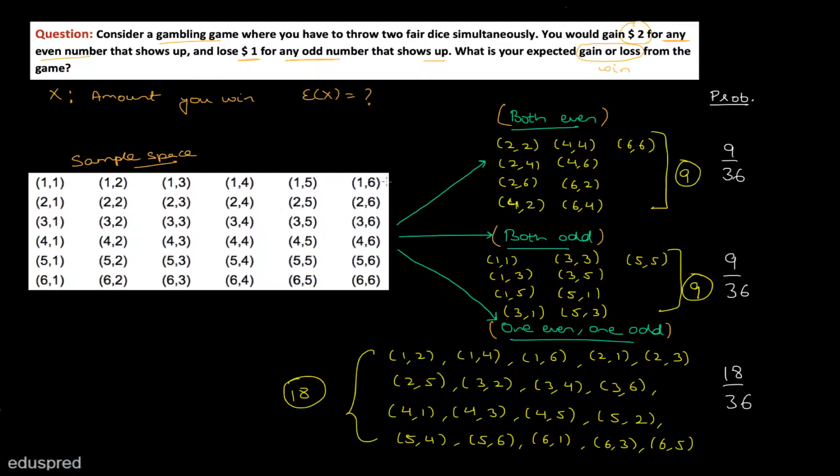Now, if you take a look at this information that I have written, in the case of both even, we have 9 possible outcomes and these are those 9 possible outcomes. So the probability associated with this case that both the numbers are even is going to be 9 by 36. Similarly, in the case of both odd, we have 9 possible outcomes and these are those outcomes. And the probability of this case happening is going to be 9 by 36. And the last case that we have is that one number is even and one number is odd. So there are 18 possible outcomes in this particular case. So the probability for this third case happening is going to be 18 by 36.